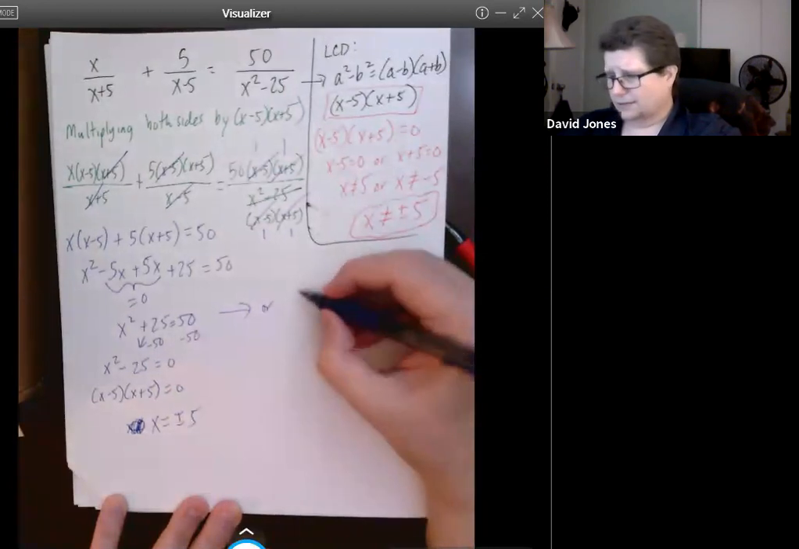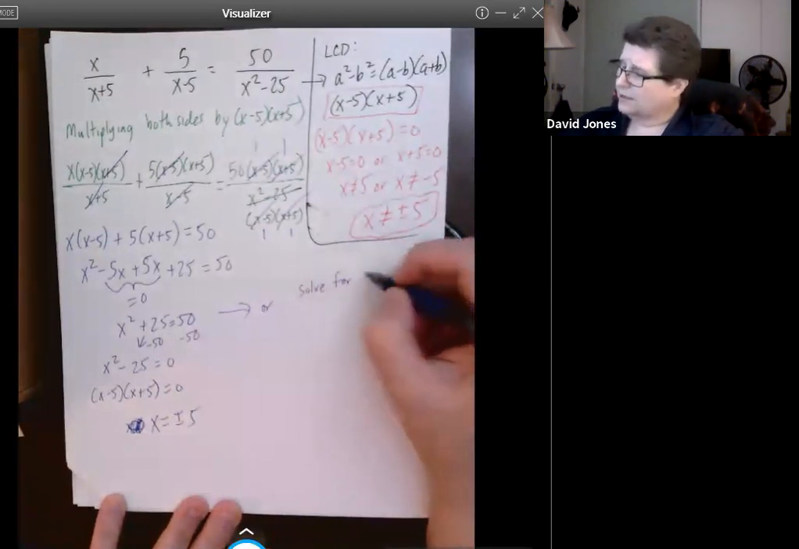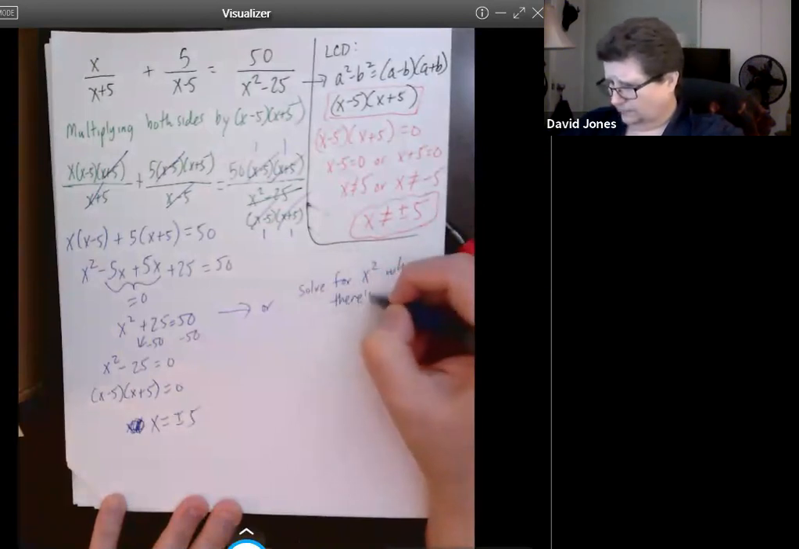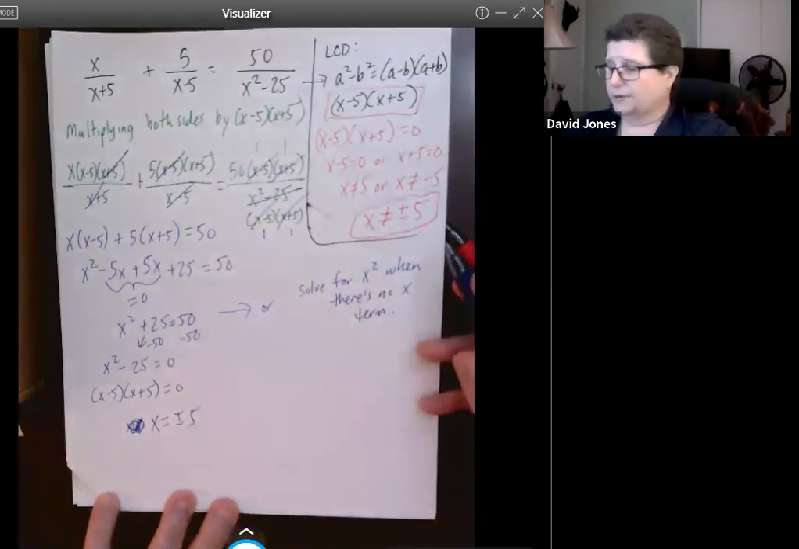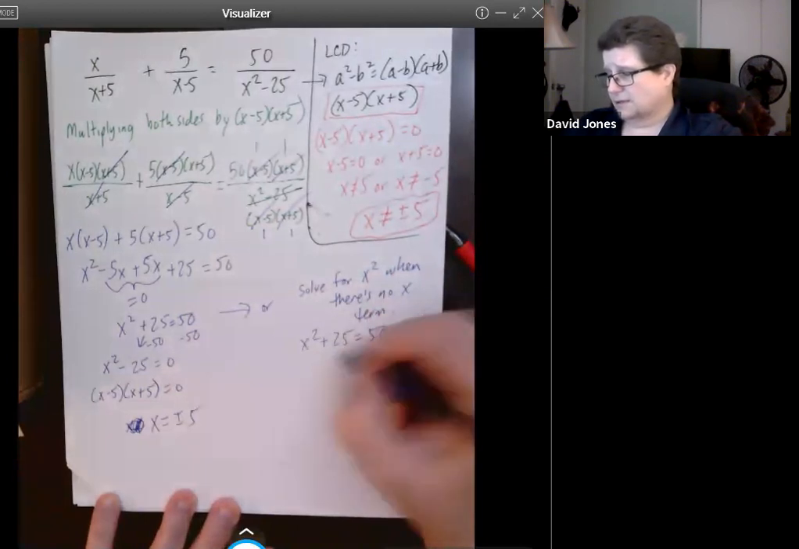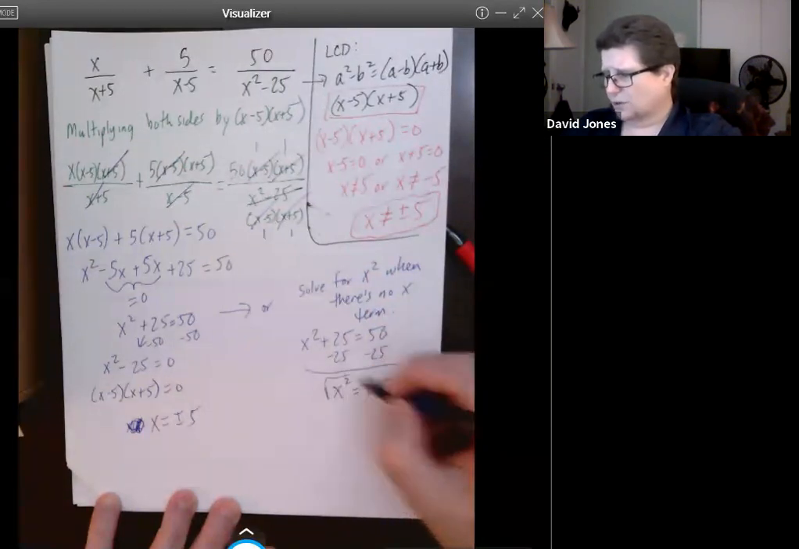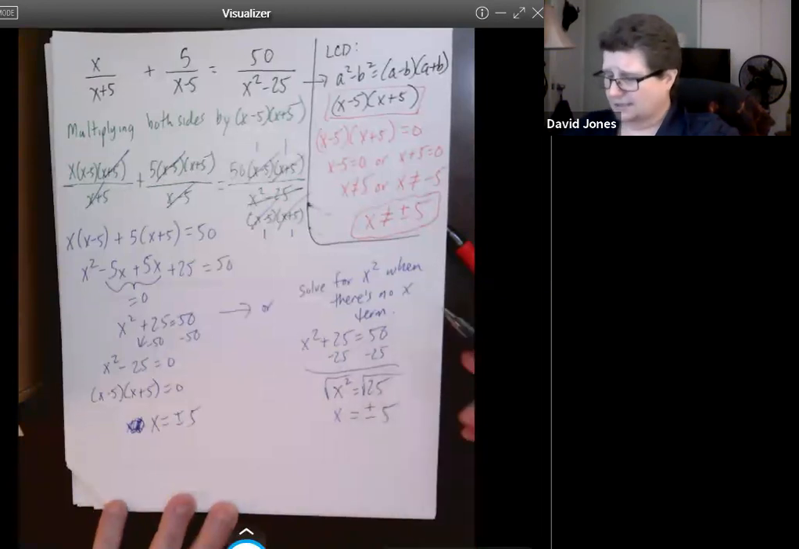Or solve for x squared when there's no x term, and take the square root. I subtract 25 from both sides, I get x squared equals 25. Square root of both sides, this is x, this is plus or minus 5. Same solutions.